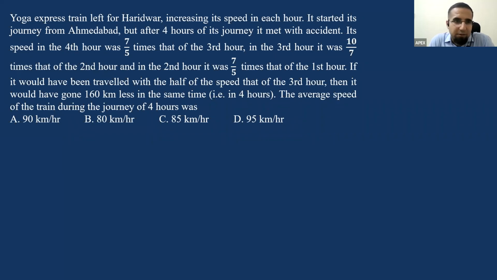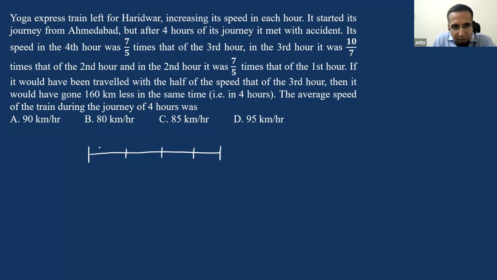Now, Yoga Express left Haridwar, increasing its speed in each hour. It started its journey from Ahmedabad, but after 4 hours of its journey, it met with an accident. Okay, now it's increasing the speed in every hour: first hour, second hour, third hour, and fourth hour. Its speed in the fourth hour is 7 by 5 times that of the third hour. The third hour is 10 by 7 times the second hour. And the second hour is 7 by 5 times the first hour.